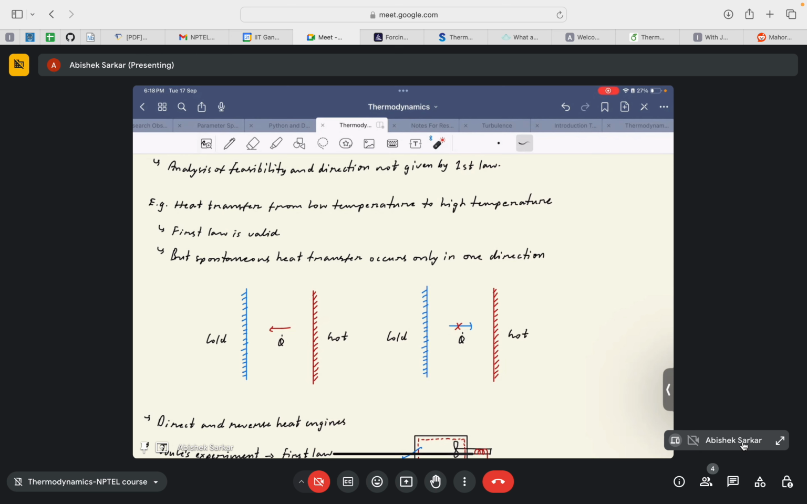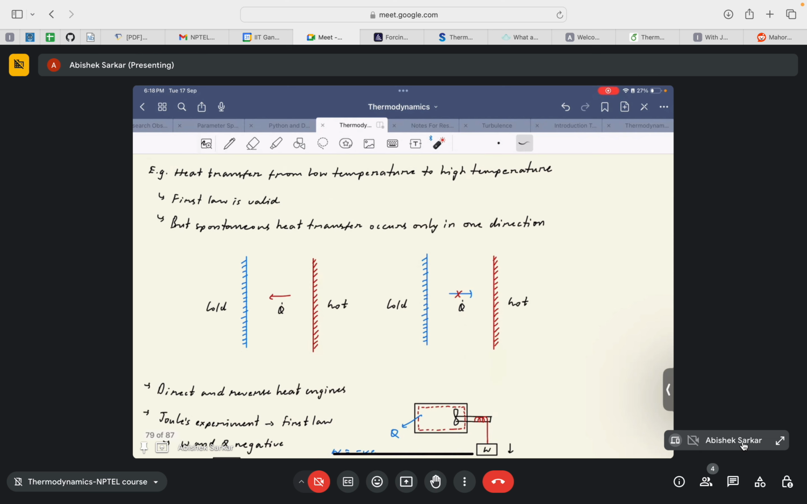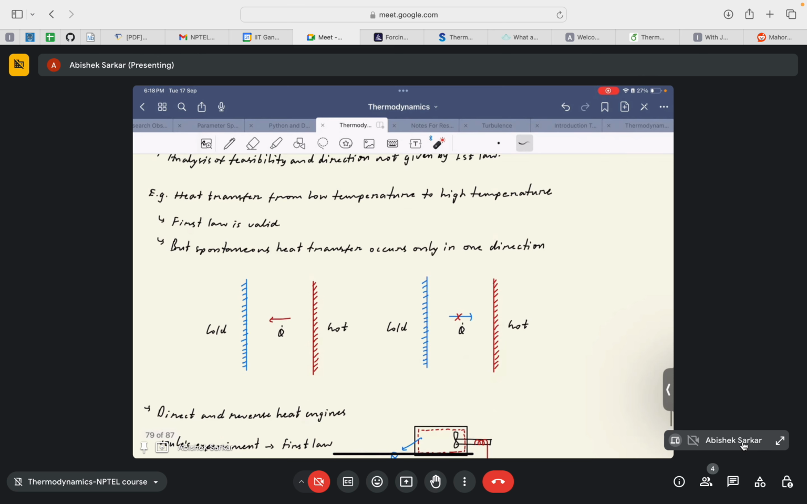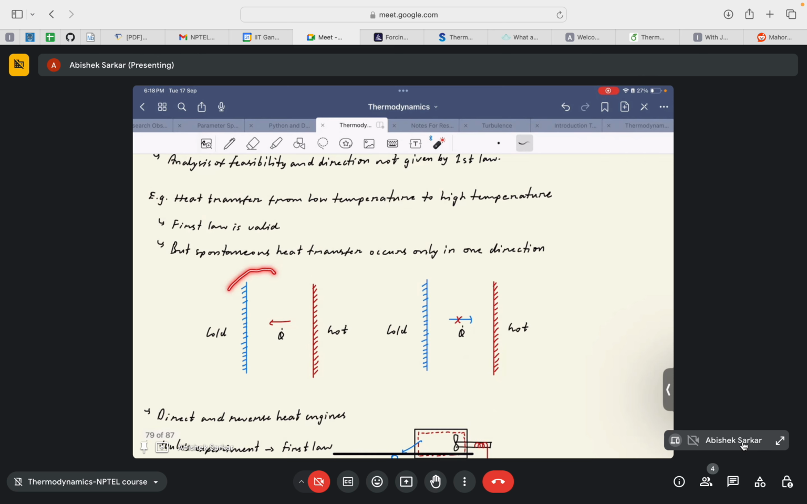But the important thing to recall is that this process is not spontaneous. It will not occur spontaneously. We need to apply some additional external work to the system so that we can achieve this heat transfer from a colder region to a hotter region. The first law of thermodynamics is valid for a spontaneous process, and it is also valid for a non-spontaneous process. So the directionality of heat transfer or work interaction is not taken into consideration in the first law.